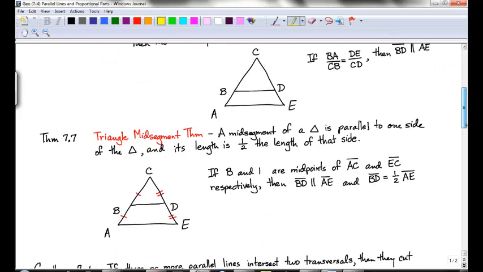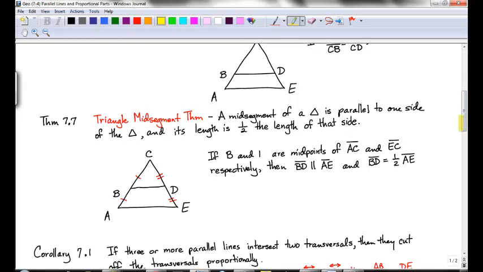Okay, then Theorem 7.7, the triangle mid-segment. Where else did we talk about mid-segments? Not in triangles. Trapezoids, right? In trapezoids we had a mid-segment, and some authors call it the median. Okay, so Theorem 7.7, triangle mid-segment theorem. A mid-segment of a triangle is parallel to one side of the triangle, and its length is half the length of that side.